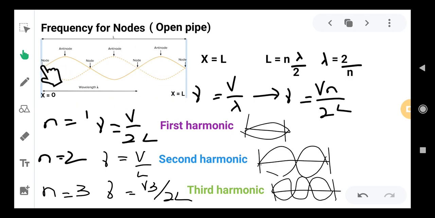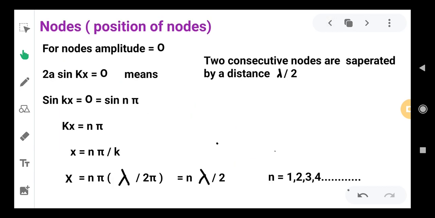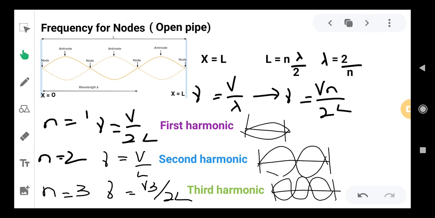We get nodes at x and at L. If I substitute the x value as 0, then the whole term will become 0. At the end point, if I substitute x as L, then L equals n lambda by 2, so lambda can be written as 2L by n. Then nu is V divided by lambda, so substituting the value of lambda, it is Vn divided by 2L.